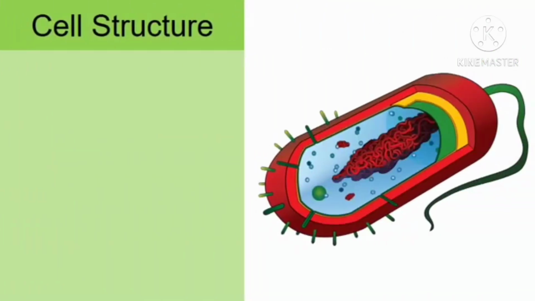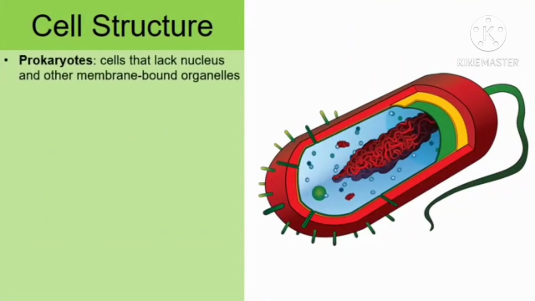So when we focus on the cell structure of bacteria, probably their most defining feature is that they're prokaryotes. They lack a nucleus and other membrane-bound organelles, organelles that you might be familiar with if you studied cell parts. They lack, for instance, a nucleus, mitochondria, the rough and smooth ERs, and Golgi bodies. But what do they have then?